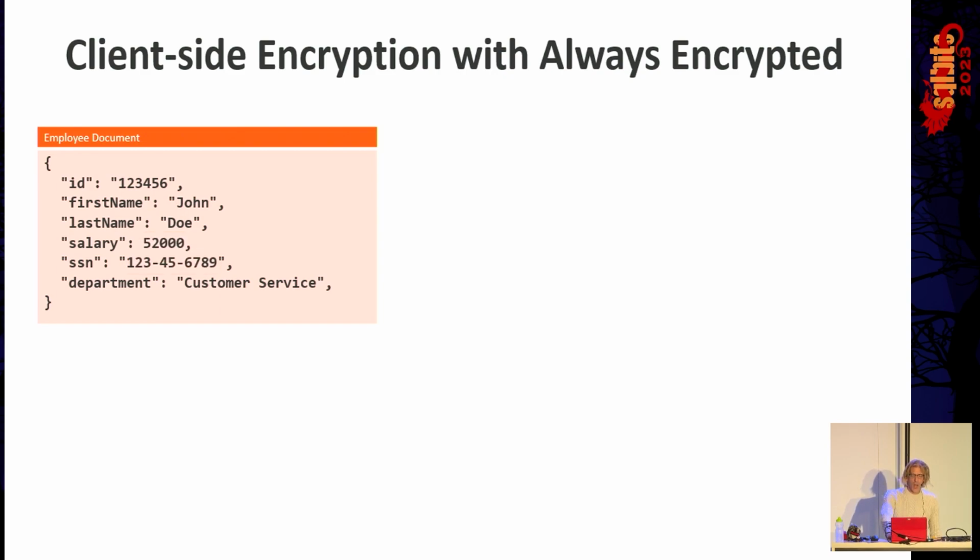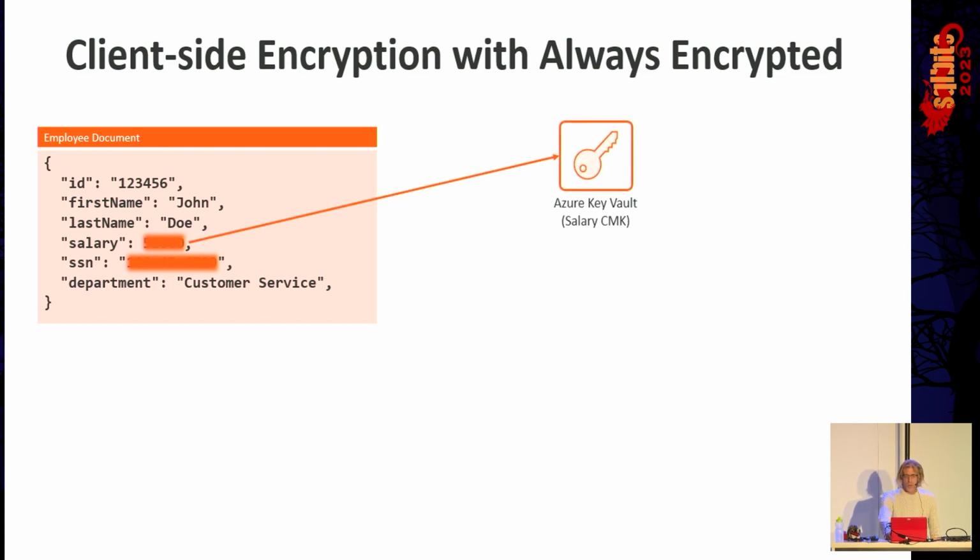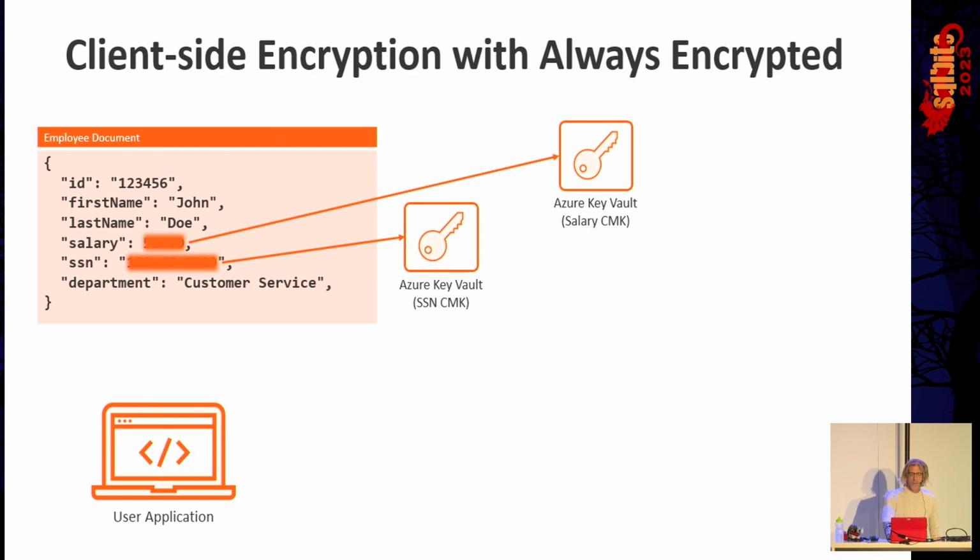So let's say I have got these two sensitive properties, the salary and the social. What I'm going to do is create a CMK, a customer managed key, that will encrypt these two properties. I'm going to create two separate key vaults because I need two separate keys. Now, one key vault can have multiple keys, but each key vault has only one access policy, and I need two distinct access policies.